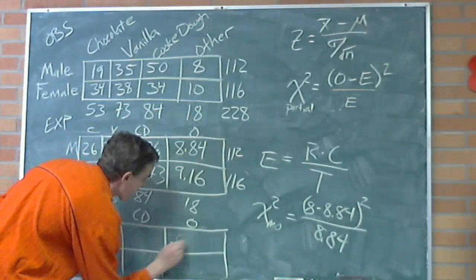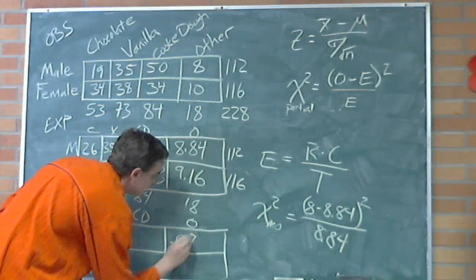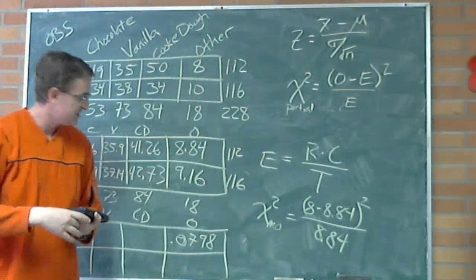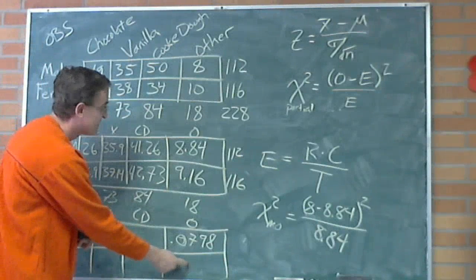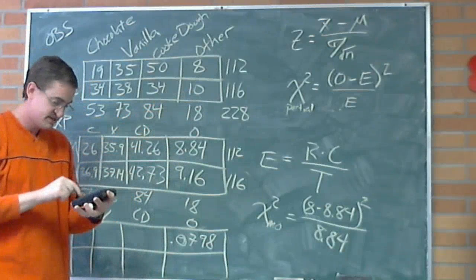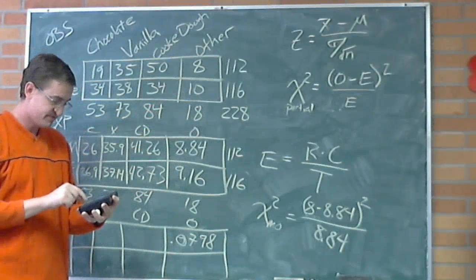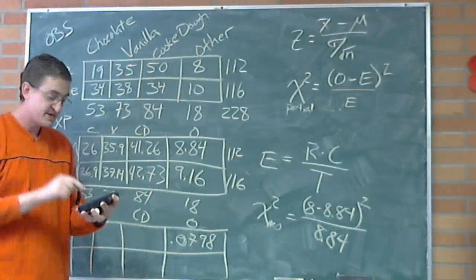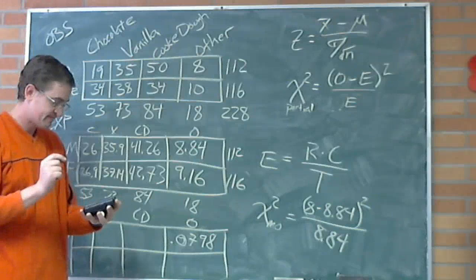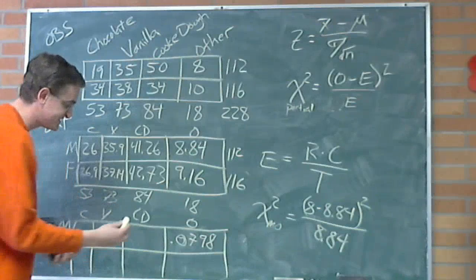0.0798. Okay, well that's interesting. Let's see if we can get this guy. What would he be? He's going to be 10 minus the 9.16. I'm going to square that and divide by my 9.16. What do I get? 0.077.